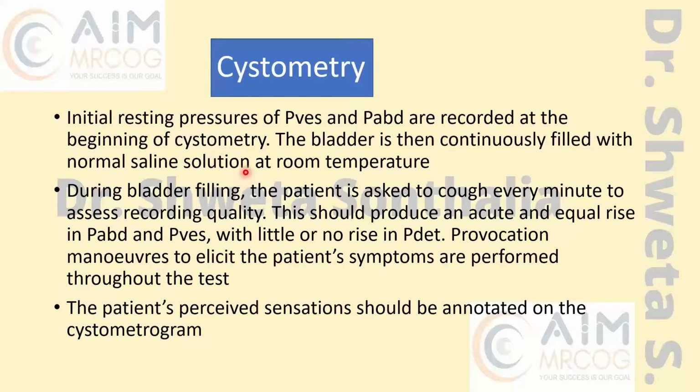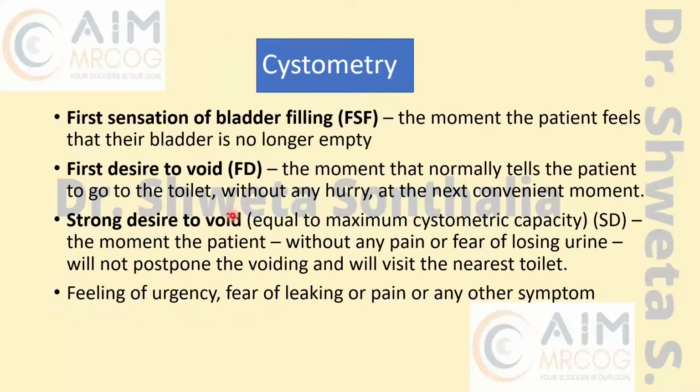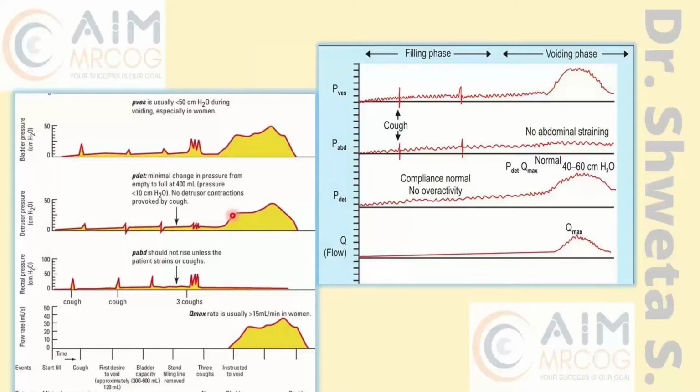Catheters will be put, then the woman will be told to cough. You tell her to cough because you want to check that it is placed properly and it is working properly. So every now and then you will tell the woman to cough to check that Pves and Pabd are increasing and Pdet is not increasing. That means if while coughing Pves and Pabd are increasing, your catheters are in place and working. So that is how you check that your catheters are placed properly and measuring well.